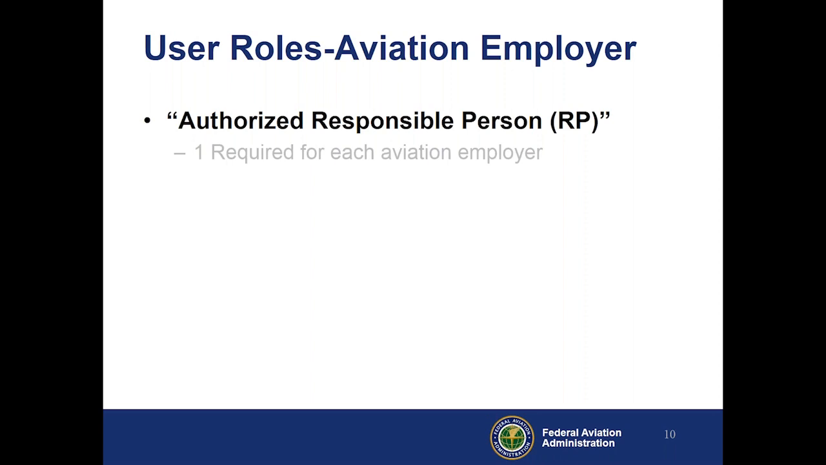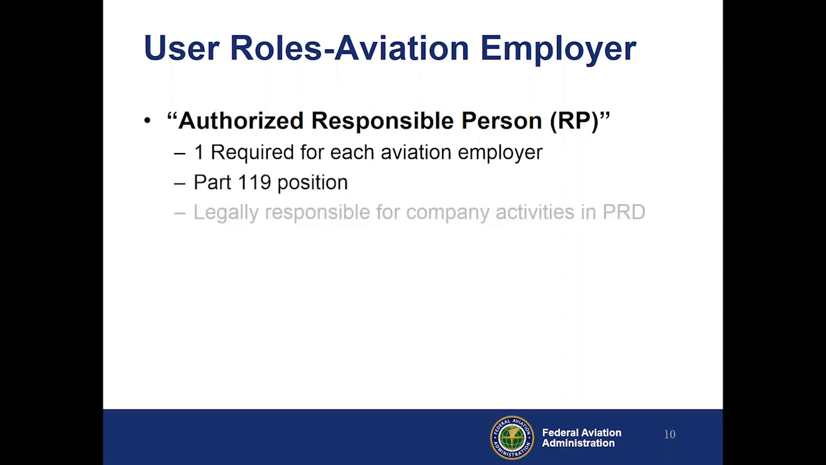But this is a really important, really we should say key role in PRD for companies that want to look at FAA records. Because every company, every aviation employer has to have one person that is an RP. This is the minimum role that every company has to have. You don't have to have anyone else in the system to be able to look at FAA records, but you do have to have an RP. So if your company does not have a responsible person registered in PRD, there's just no way to look at records. So this is the first step that you would accomplish if you're signing up for PRD, is to register someone as a responsible person.